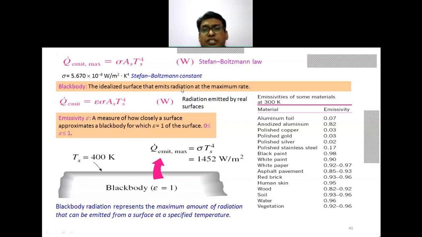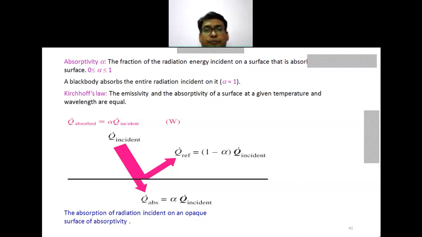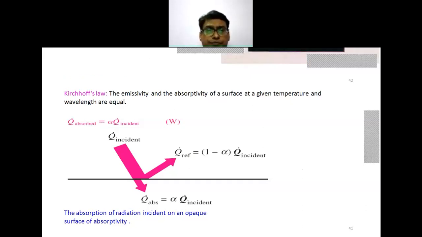So black body, that is the idealized surface that emits radiation at the maximum rate. And for a black body, the emissivity equals 1. The perfect black body, the emissivity is considered to be 1. Black body radiation represents the maximum amount of radiation that can be emitted from a surface at a specified temperature. Again, it's a function of temperature. Then absorptivity alpha, the fraction of radiation energy incident on the surface that is absorbed.